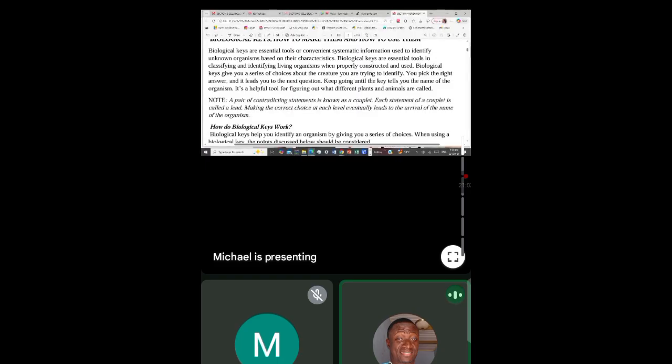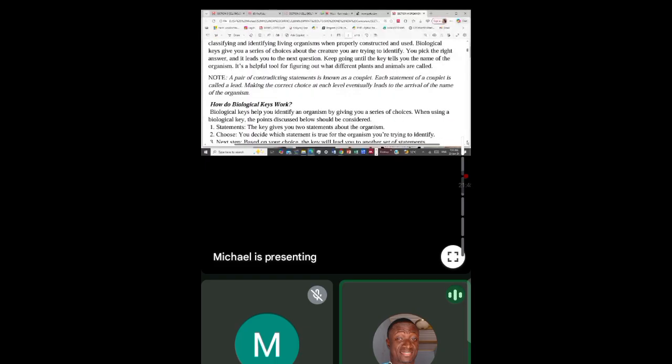So it is having a tail, that is a lead. It is having a tail, it doesn't have a tail. Together they are called a couplet. They are contradicting. They differ from each other; they are not amalgamated to become the same. In this couplet, they are two different statements, and we are trying to bring them together. Each one of them is called a lead because they lead or guide you to a particular answer, the particular organism we are talking about. So when you make the correct choice at each level, eventually it leads to the name of the organism. If you are able to get it correct from the first point to the last point, you should get the organism correctly.